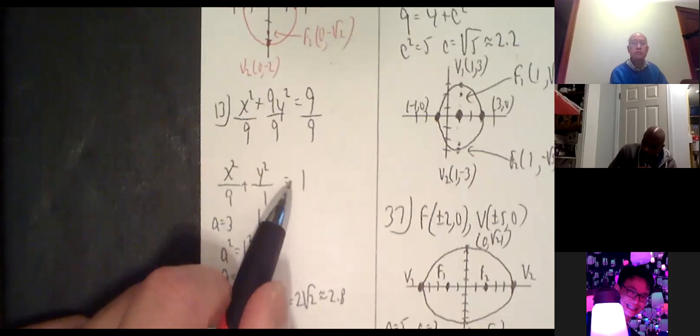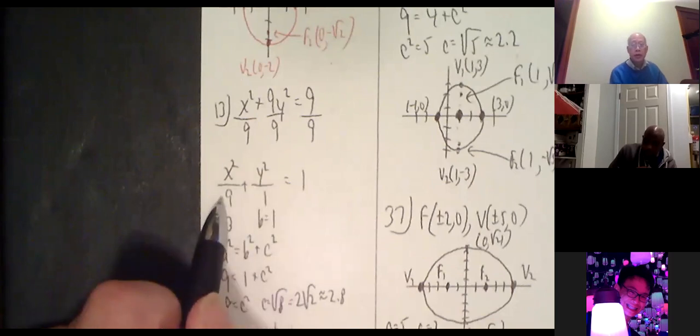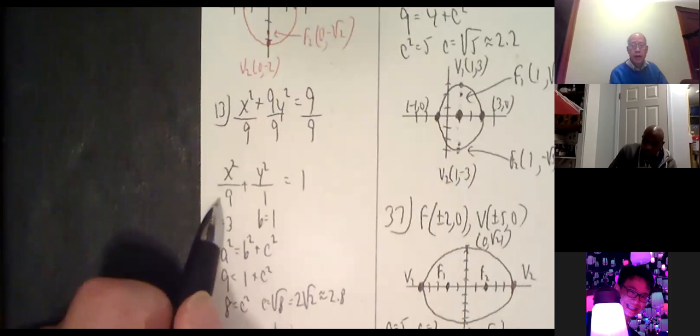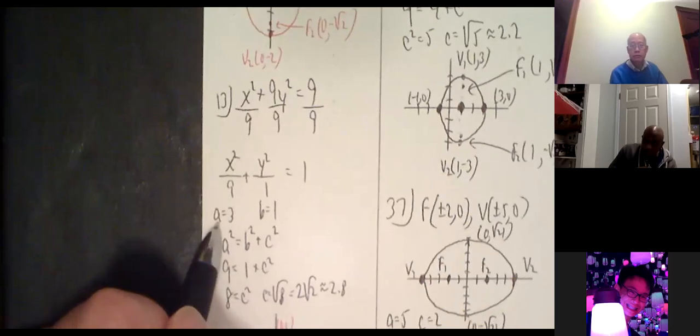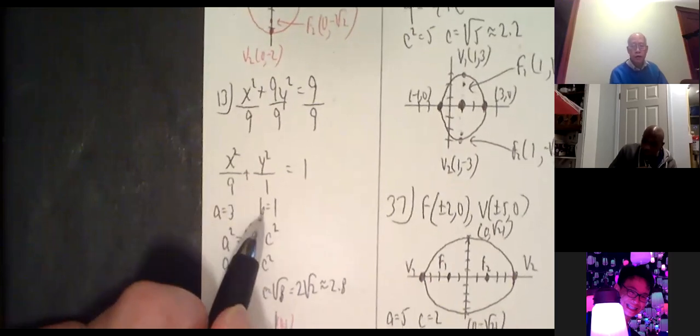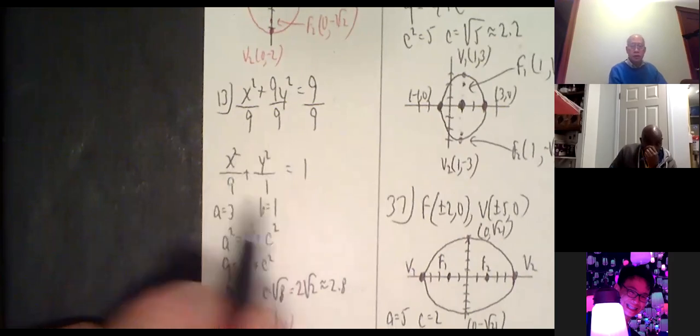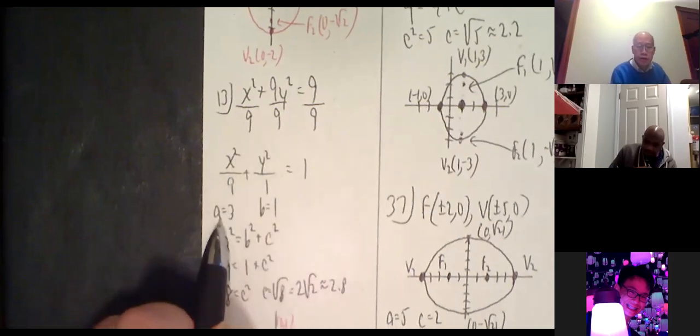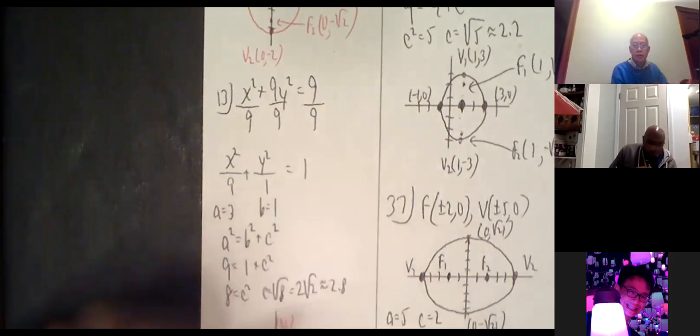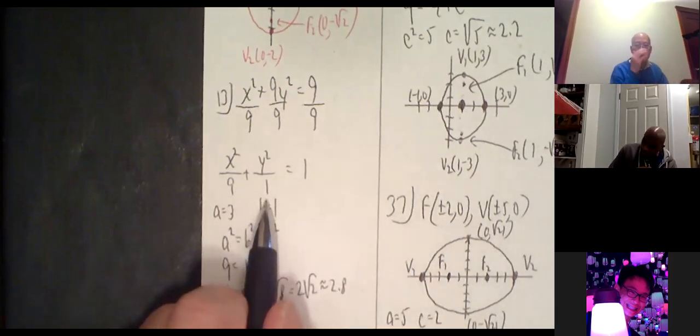So there we go. So a goes with a larger number. So a is the square root of 9, which is 3. Square root of 1 is 1. Okay, so this one's going to be bulging horizontally because I'm going 3 left and right, but I'm only going 1 up.